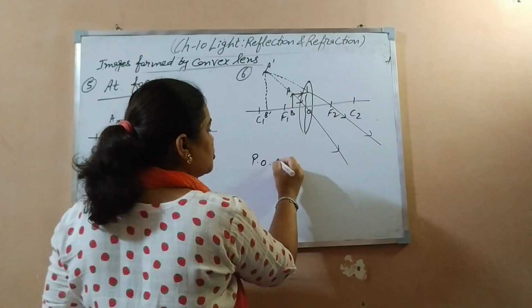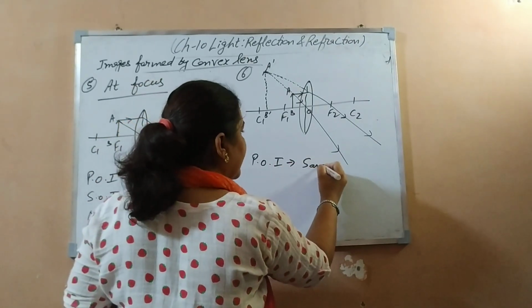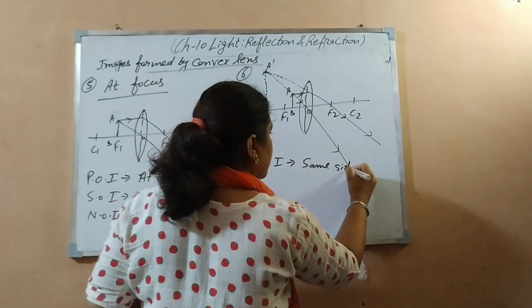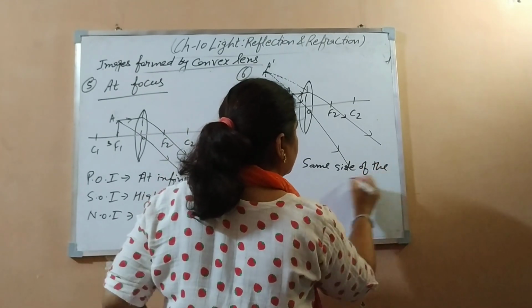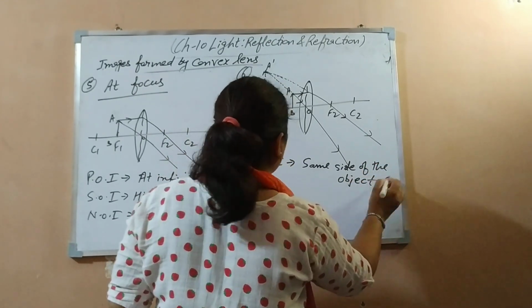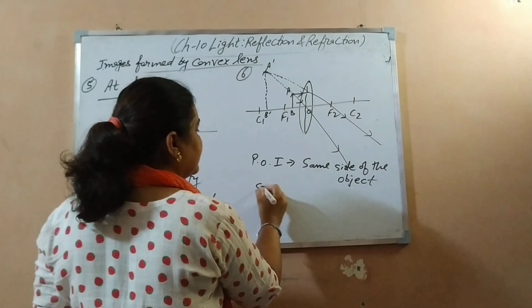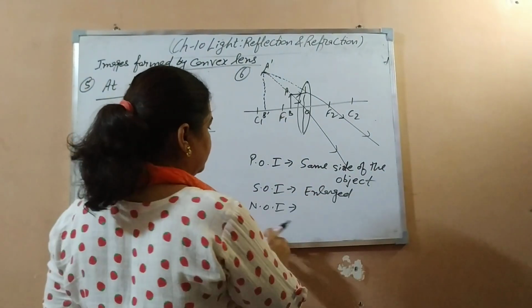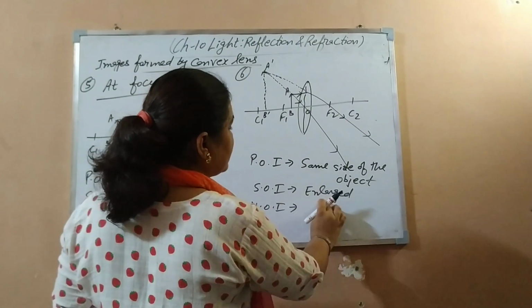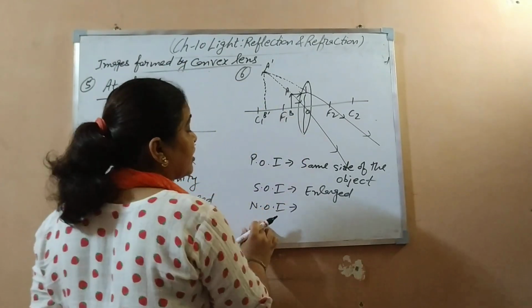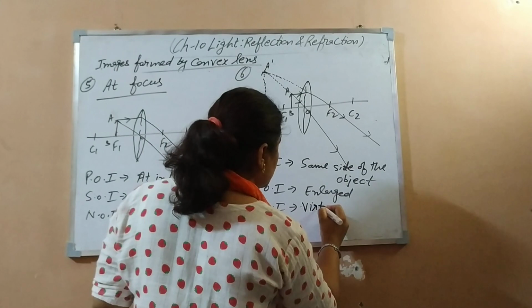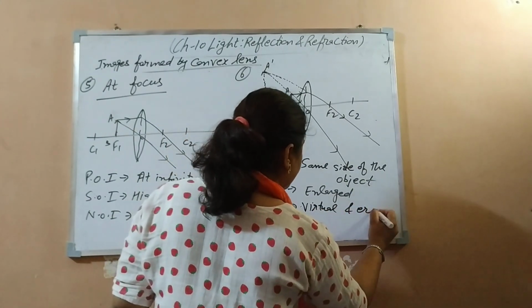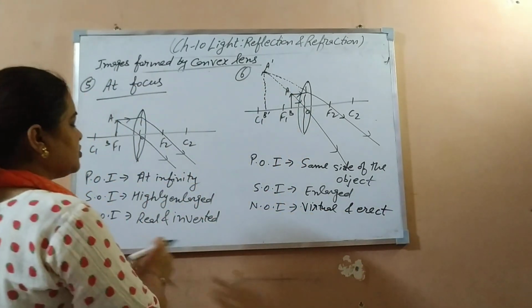So what is the position of the image? You will write: same side of the object. Same side of the object. And what is the size of the image? That is enlarged. But this time what is the nature we have got? Virtual and erect.